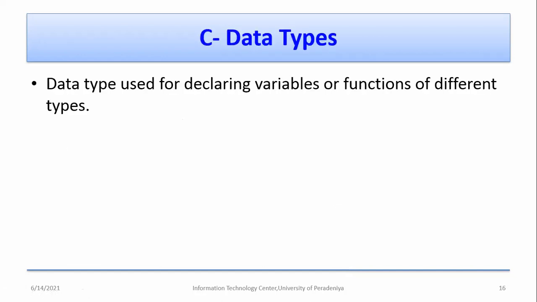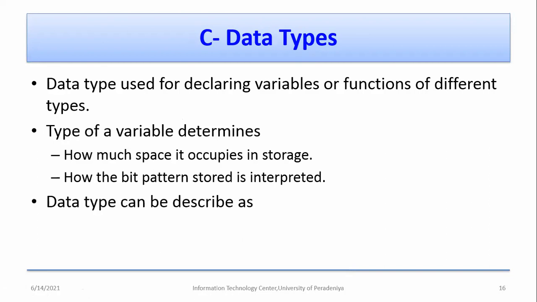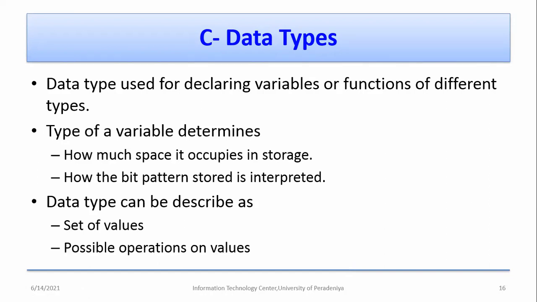And then the data type. A data type is used for declaring variables or functions of different types. The type of the variable determines how much space is occupied in storage, and how the bit pattern stored is interpreted. Actually, a data type can be described as a set of values and possible operations.